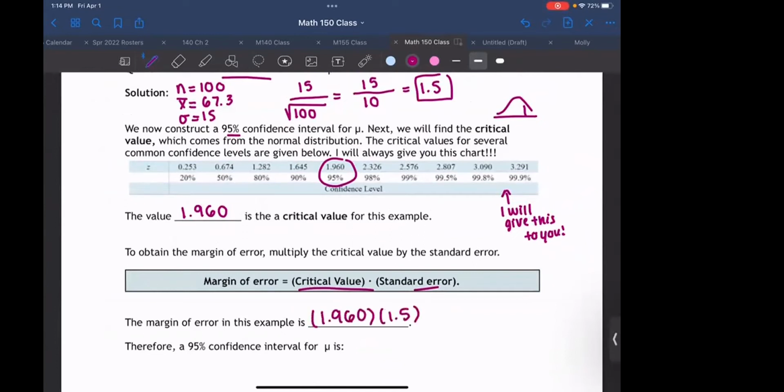Awesome. So we just take the critical value, we take the standard error, and we just multiply them together. I'm getting 2.94. So instead of my margin of error being 10 or 2, my margin of error now is 2.94.